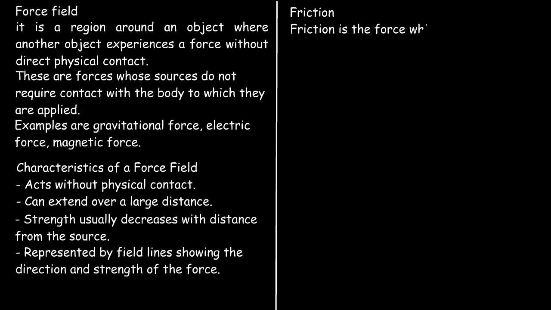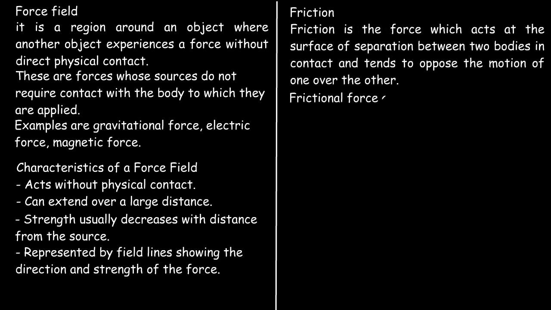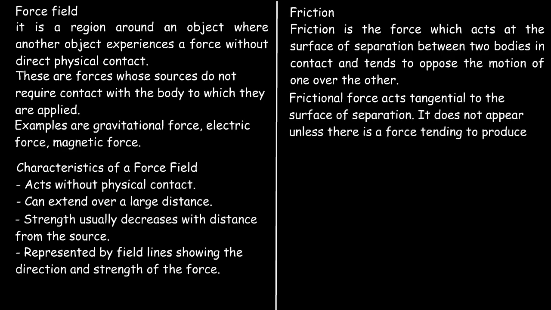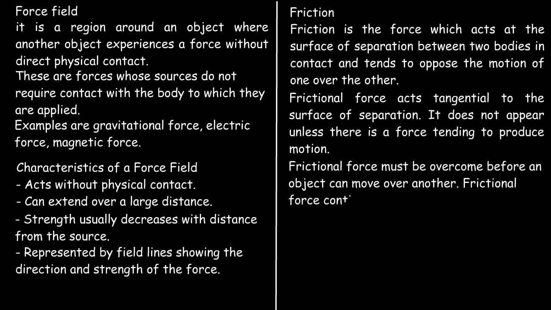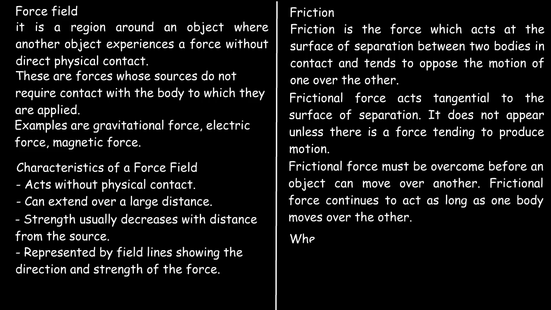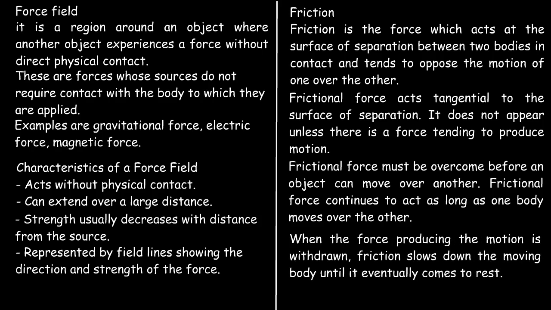Now we are going to be discussing friction. Friction is the force which acts at the surface of separation between two bodies in contact and tends to oppose the motion of one over the other. Frictional force acts tangential to the surface of separation. It does not appear until there is a force tending to produce motion. Frictional force must be overcome before an object can move over another. Frictional force continues to act as long as one body moves over the other. When the force producing the motion is withdrawn, friction slows down the moving body until it eventually comes to rest.